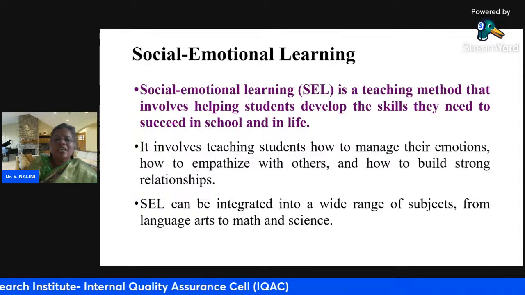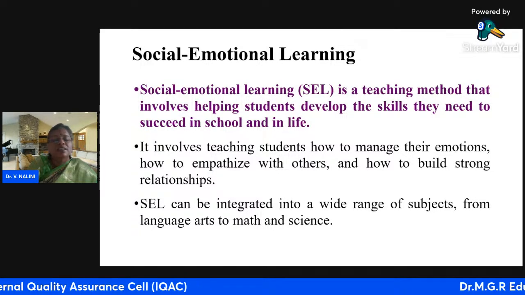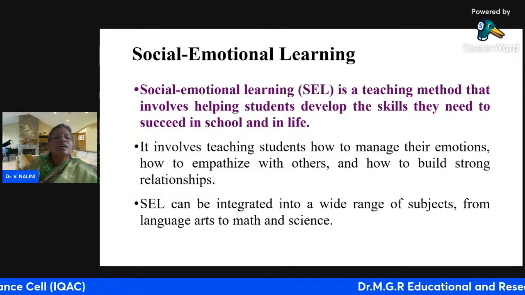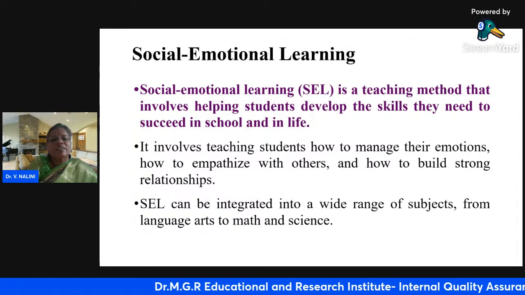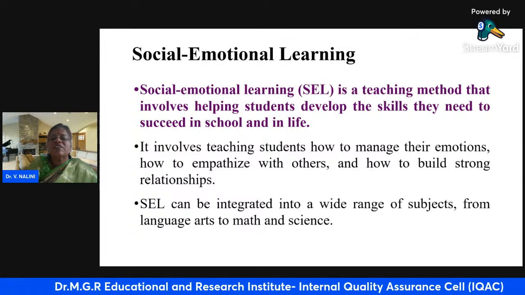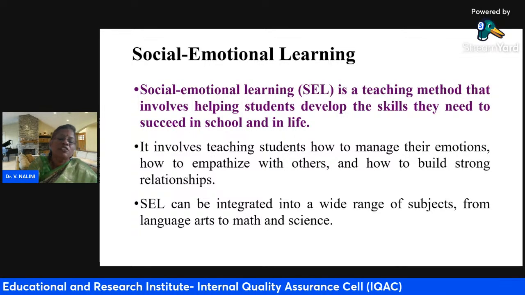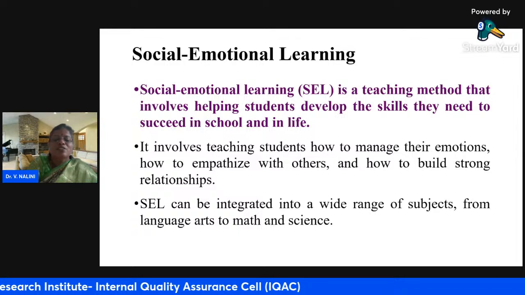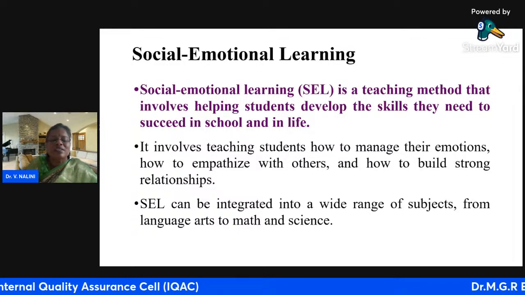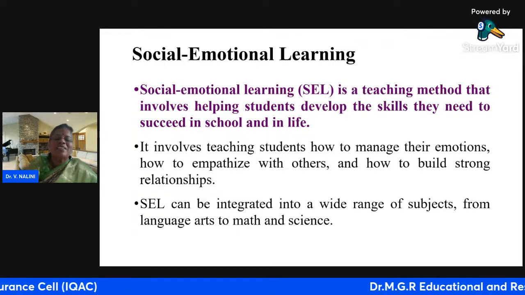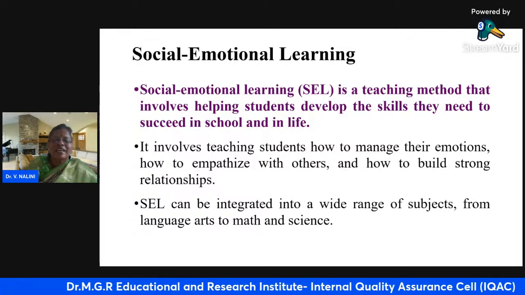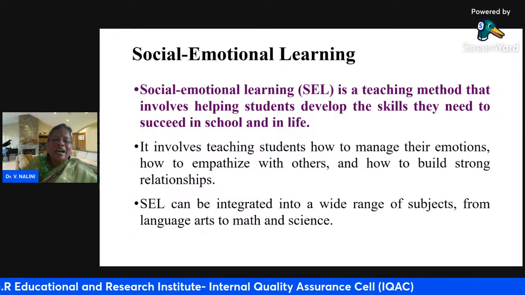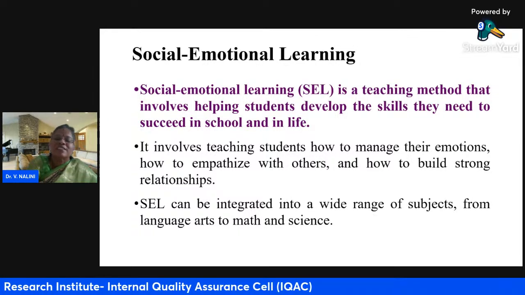And then social emotional learning. This is the recent method, SEL. Social and emotional learning is a teaching method that involves helping students develop the skills they need to succeed in school and in life. So achievement is not alone the school achievement or scoring the highest mark, and becoming a topper of the school or college, university. But also we have to be a successful person in our life.